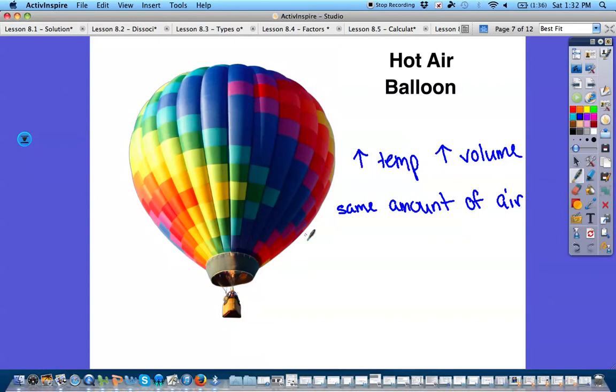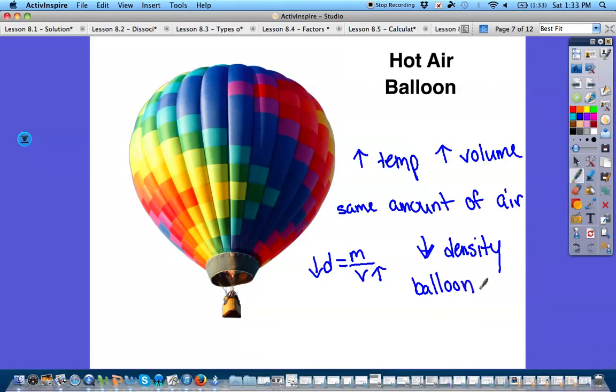And if you remember back from the beginning of the year when we used our density equation, density equals mass divided by volume. So our volume is going to increase, which is going to decrease our density. So since the density is decreasing, that is going to cause the balloon to float.